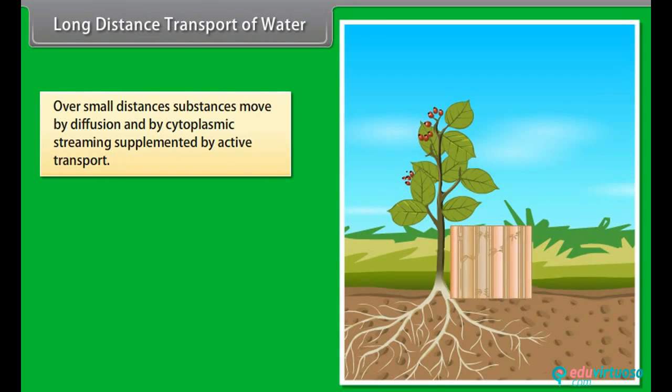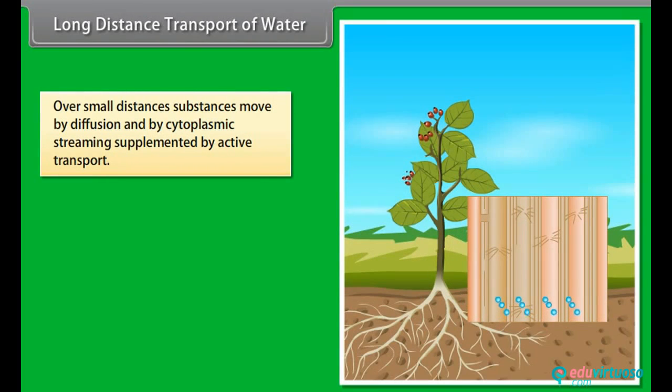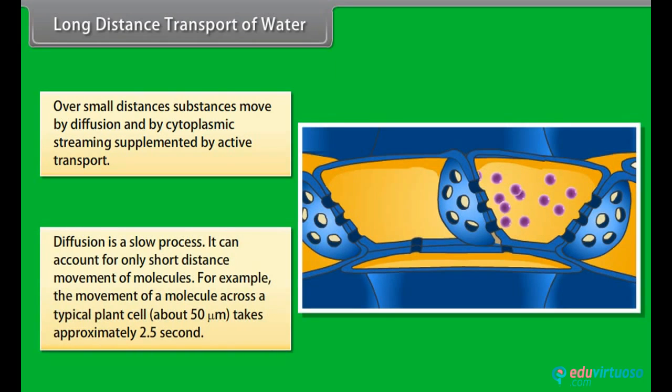Friends, as we all know that over small distances, substances move by diffusion and by cytoplasmic streaming, supplemented by active transport. Long-distance transport of substances within a plant cannot be by diffusion alone. Diffusion is a slow process. It can account for only short-distance movement of molecules. For example, the movement of a molecule across a typical plant cell takes approximately 2.5 seconds.